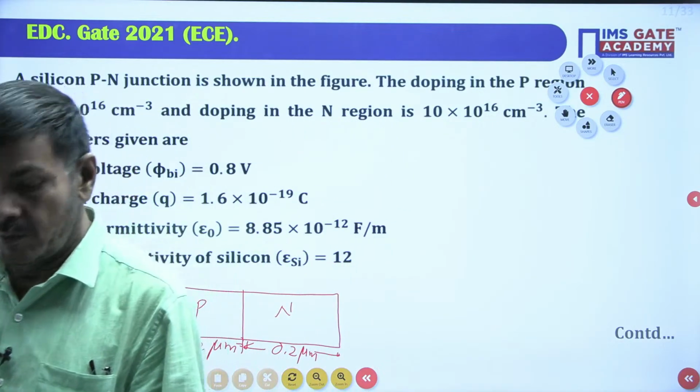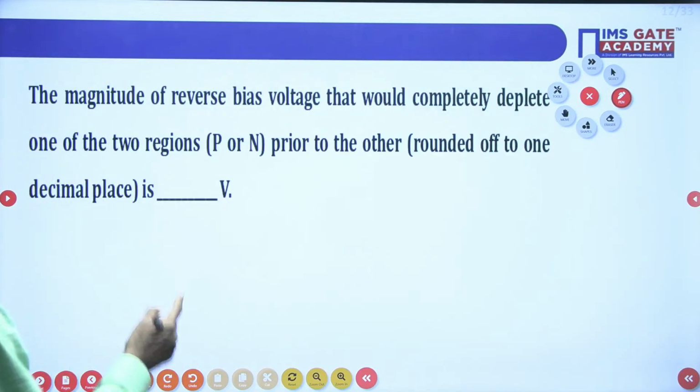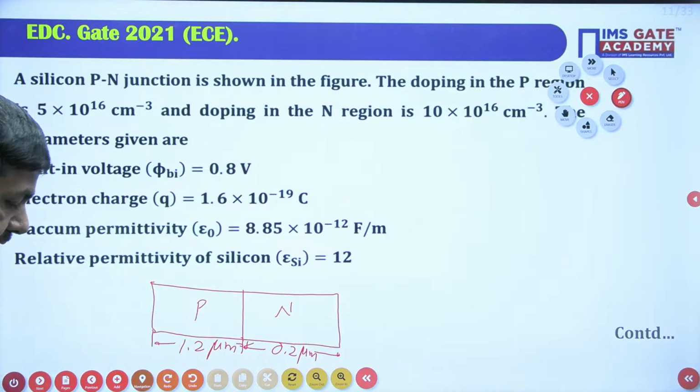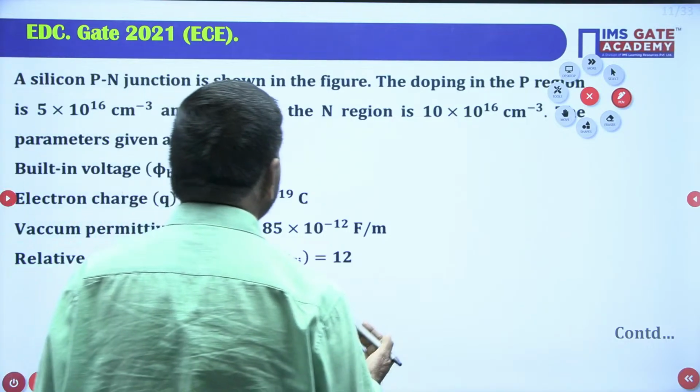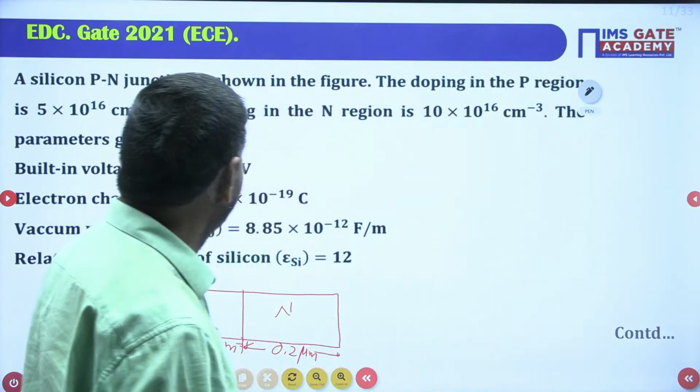This is the given. Can anybody do this question? The question is given like this: the magnitude of the reverse bias voltage that will completely deplete one of the two regions prior to the other. Can anybody do that question? Just try at first. Can anybody try this question? How can we do this question? Anybody?